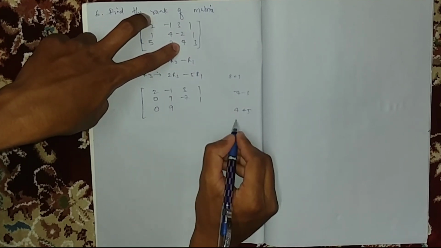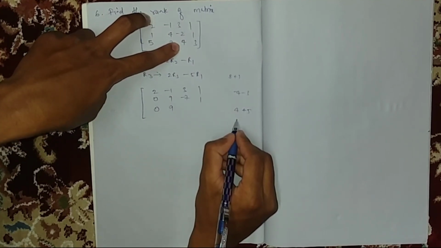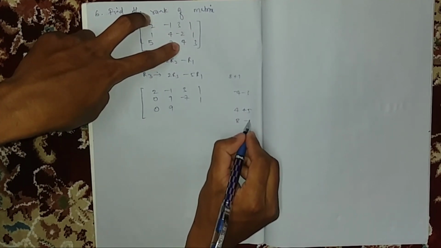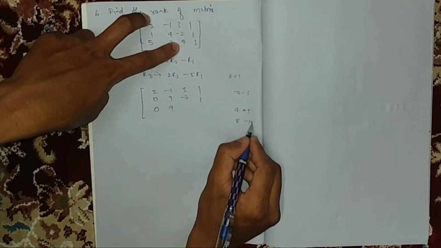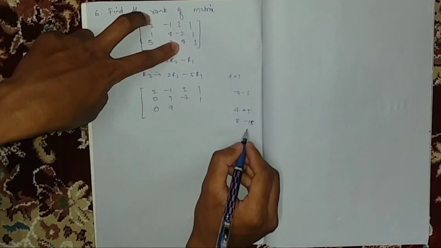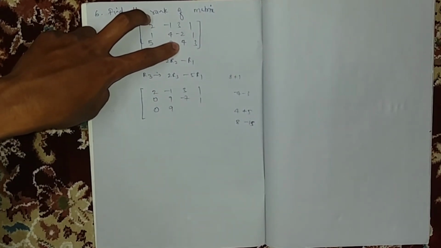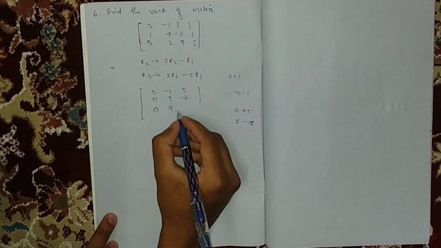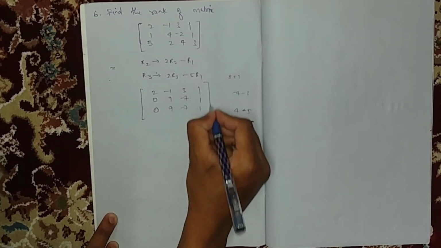Now 4 into 2 is 8, minus 5 into 3 is 15. Now it becomes 8 minus 15. This is minus 7. This is 1.